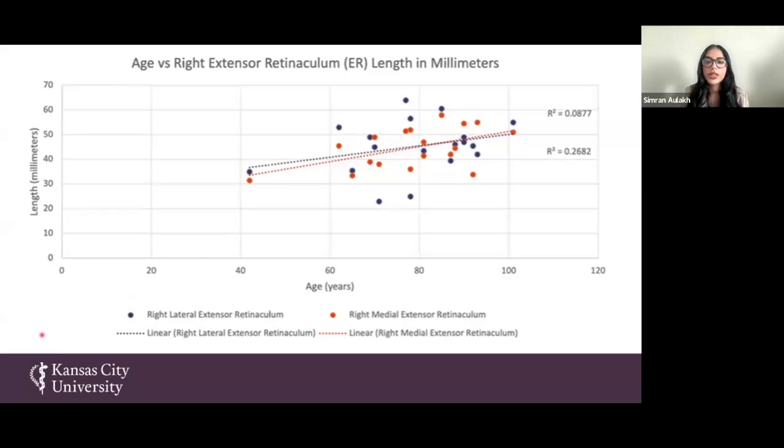And hopefully this image isn't blurry, but this is a visual breakdown of two of our key findings. So the blue is indicating the right lateral extensor retinaculum, and the red is indicating the right medial extensor retinaculum. And basically, this figure is showing the relationship between age and the right extensor retinaculum length. What stood out to us was that the medial extensor retinaculum, the red dots, were not only longer overall, but they had a stronger correlation with age. So as people get older, that medial extensor retinaculum length tends to increase more than the lateral. And that also supports the wrist asymmetry that we mentioned earlier.